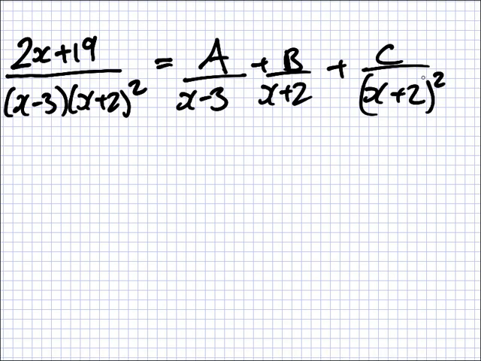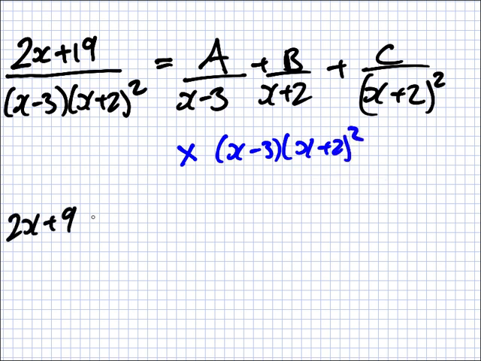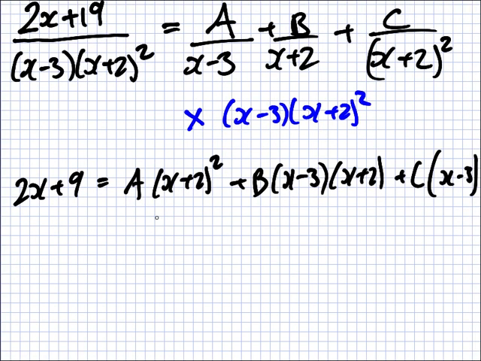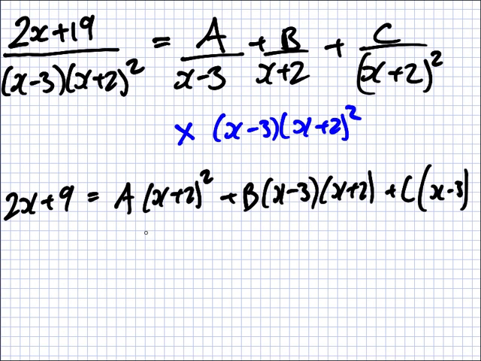Okay, you should be finished now. Let's have a look. So what we'll do is multiply everything by x minus 3 and x plus 2 squared. Then we'll get 2x plus 19 equals A(x plus 2) squared, plus B(x minus 3)(x plus 2), plus C(x minus 3). Right, so first we'll say let x equal 3.